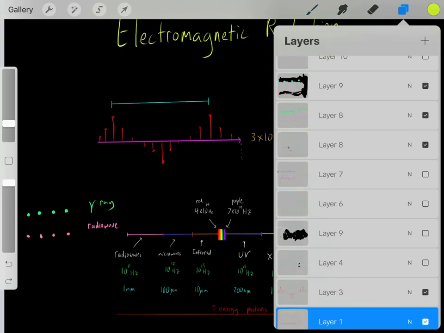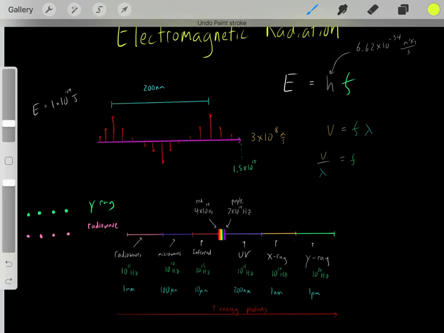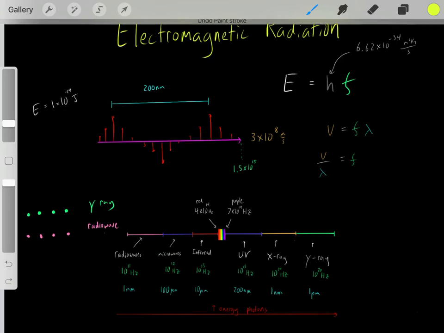So let's do an example. How exactly do we determine what type of electromagnetic radiation this is? Let's say we have this electromagnetic radiation, and it happens to have a wavelength of 200 nanometers. Well, if it has a wavelength of 200 nanometers, we see that would fall under this range. So this must be a microwave.